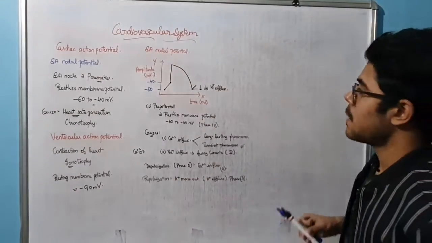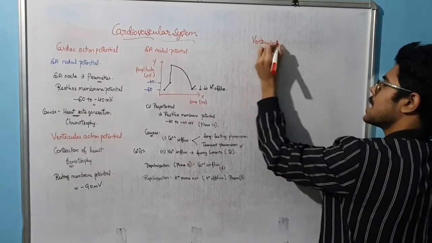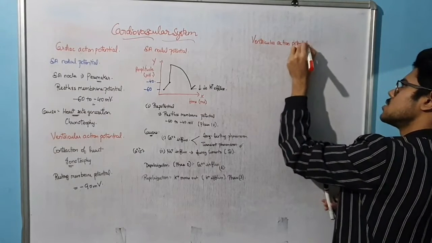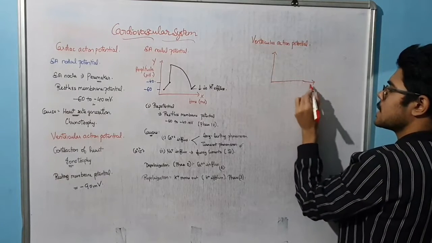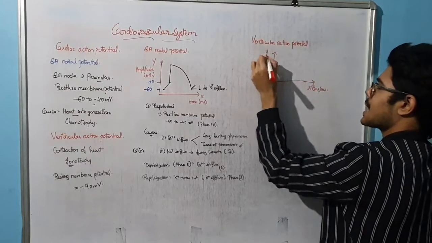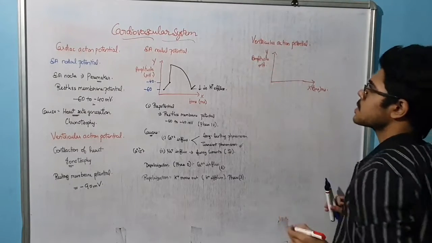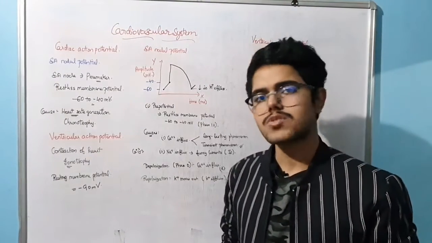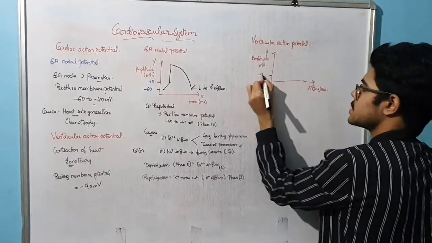Next, we will be learning about the ventricular action potential. At the same time, we will draw the diagram: the x-axis represents the time, and the y-axis represents the amplitude in mV. Ventricular action potential means what? The resting membrane potential has a value of minus 90 mV. Very good. So minus 90 mV.